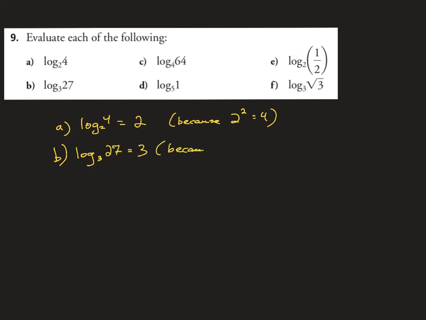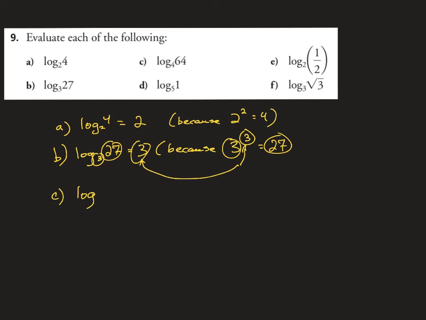Part B, log of 27 base 3 is equal to 3, because I say 3 to the what gives me 27? It's 3 to the 3. So the answer is 3. Notice the base is the same. The answer is this, and the exponent is that.